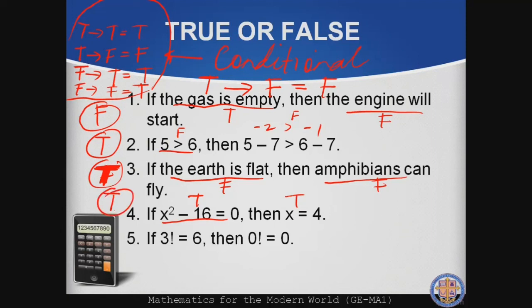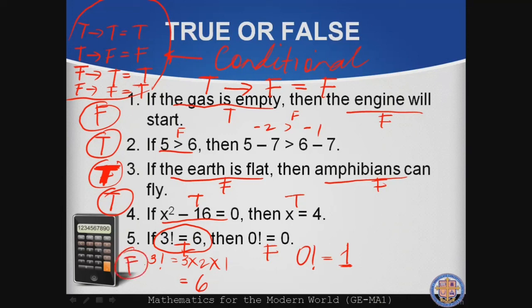If 3 factorial is equal to 6, then 0 factorial is equal to 0. 3 factorial in probability statistics is equal to 3 times 2 times 1. The answer is 6. So, automatically, this is true. Okay, tama. Then 0 factorial is equal to 0. There is a rule that 0 factorial is always equal to 1. That is the rule. So, automatically, this is false. So, we have true, false. Automatically, the final answer in number 5 is false.